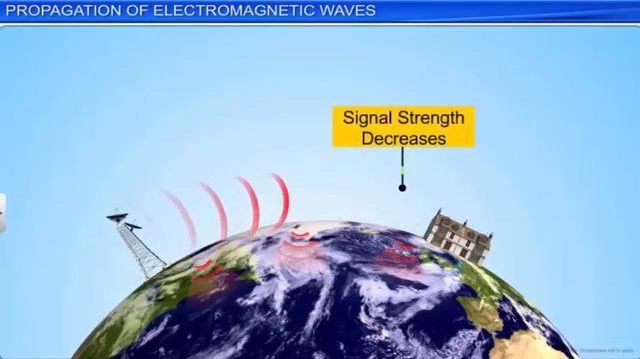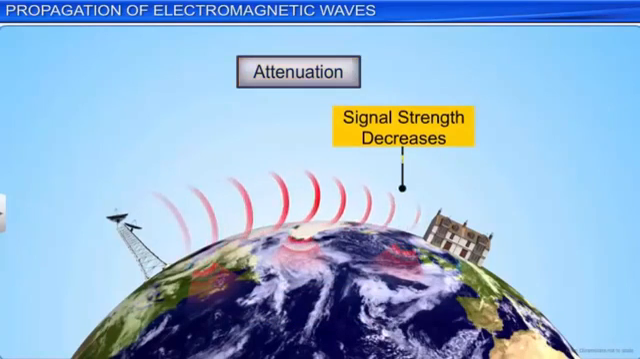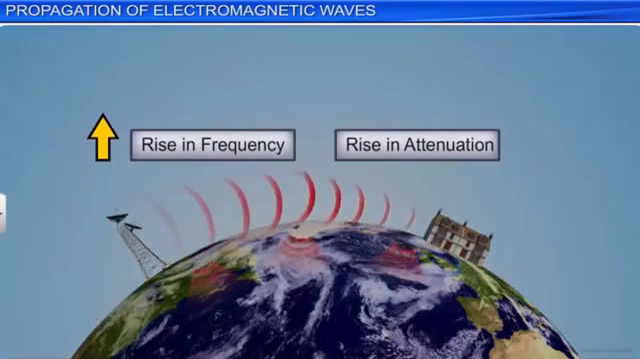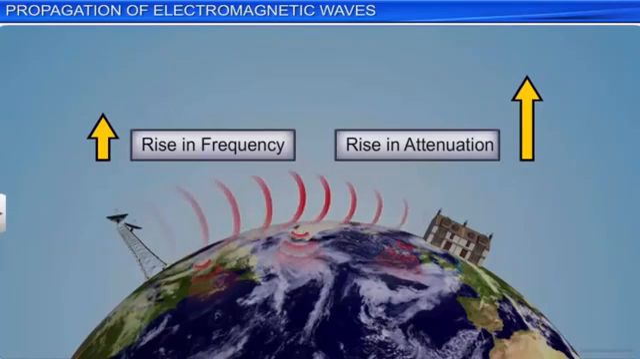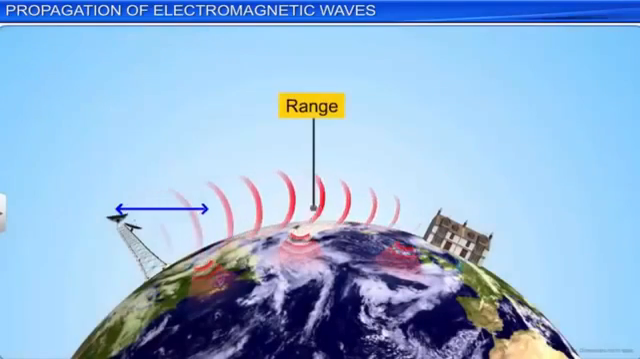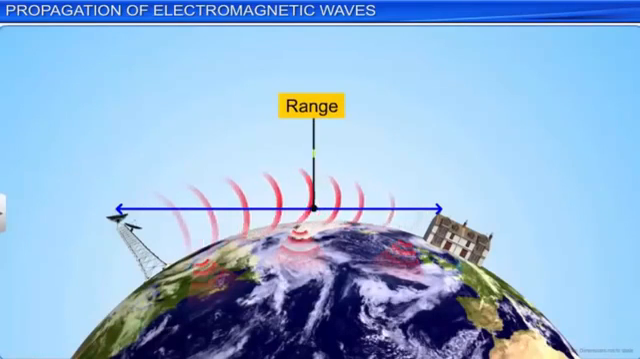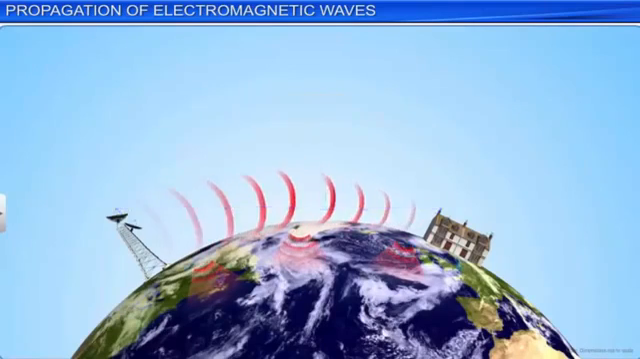Even a slight increase in the frequency of the signal results in large-scale increase in the attenuation of ground waves. Thus, ground waves are used to transmit low-frequency signals only. The range of a ground wave depends on the frequency of the signal and the power radiated by the transmitting antenna. Amplitude-modulated radio broadcast signals propagate as ground waves.